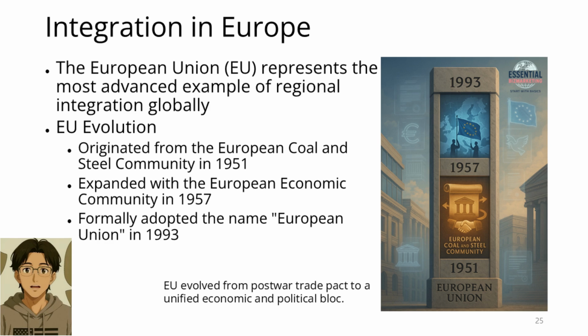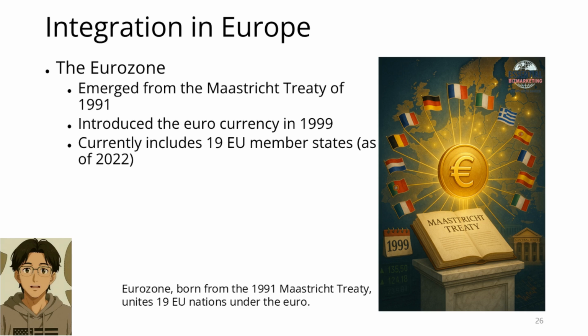It expanded in 1957 under the Treaty of Rome as the Economic Community. By 1993, the bloc formally became the European Union with broader scope and authority. The Maastricht Treaty of 1991 paved the way for a single European currency. The euro launched in 1999 and is now used by 19 EU member states.